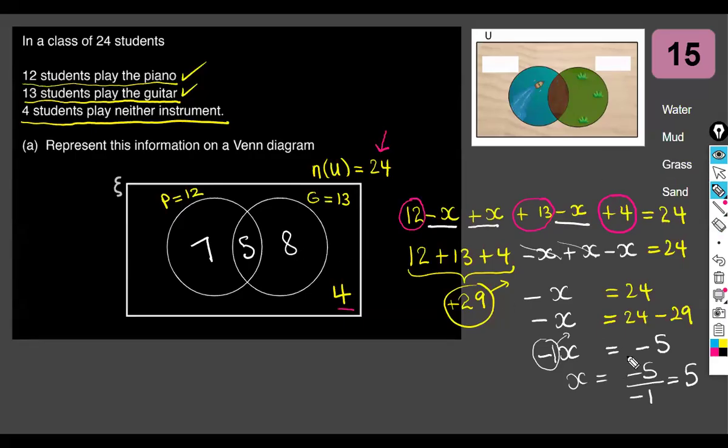I can prove that our answer is correct. Add 7, 5, 8, and 4, and tell me if you get back 24. Add 7, 5, 8, and 4, and you'll get 24. You can double check it. We are correct now. Nothing is wrong in that diagram.